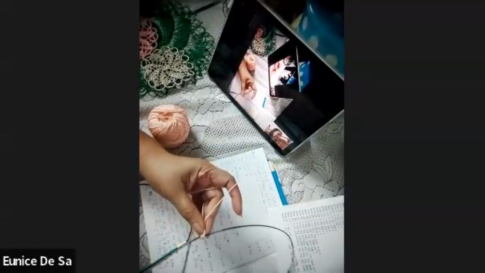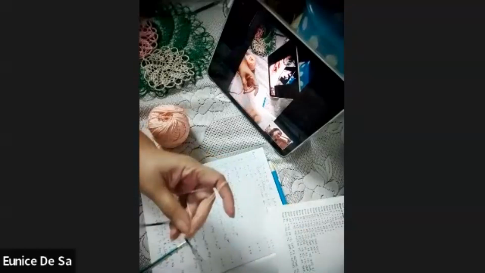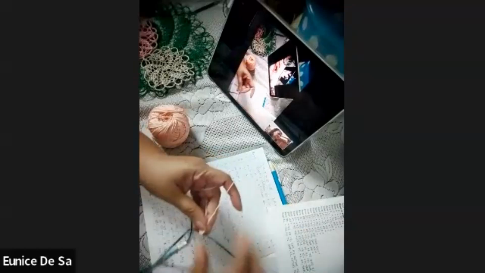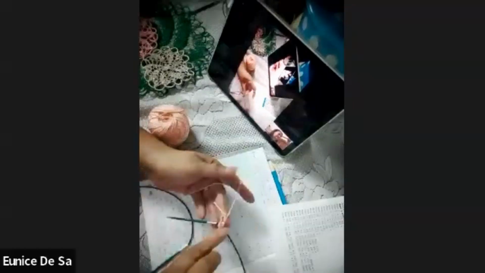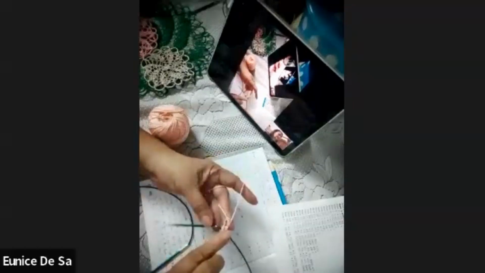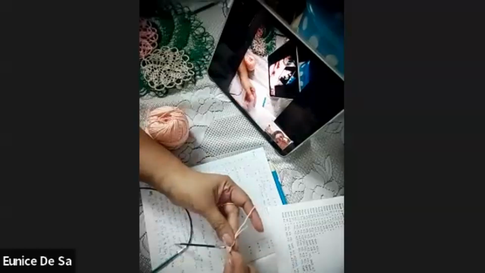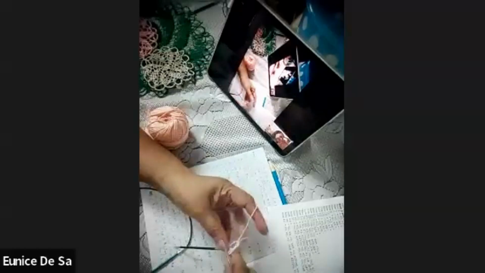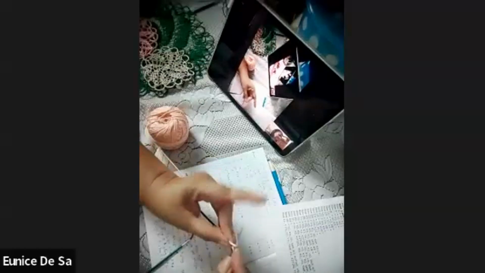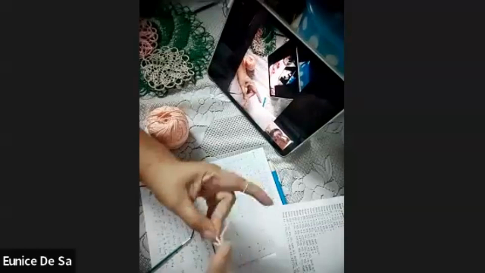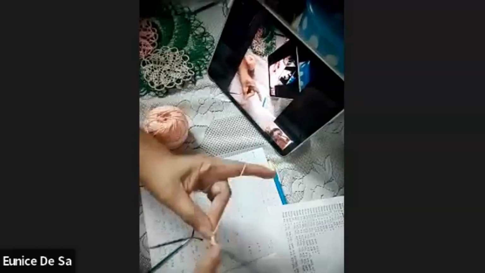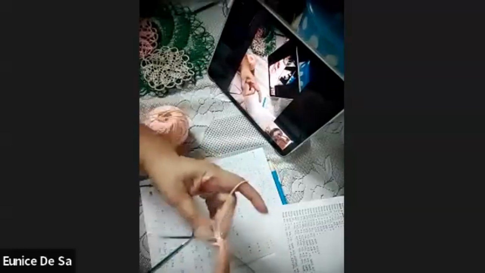Okay, having done that, now I'm going to take out another 4 stitches for the next needle. Here's my loop, as you can see, still there. So I'll catch the same loop and I'll take out another 4 stitches. 1, 2, 3, 4. Okay, 4 stitches.